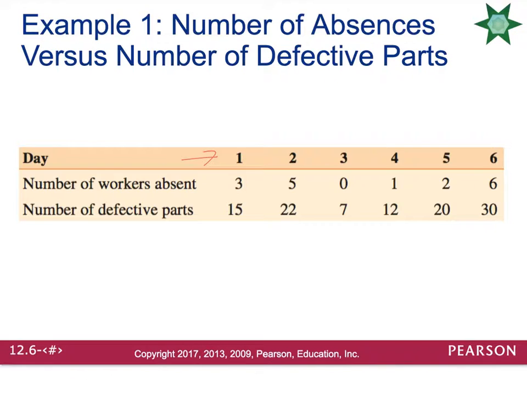So when there was 3 workers absent, 15 defective parts. When there was 5 workers absent, there was 22 defective parts. When no one was absent, 7 defective parts. 1 person was absent, 12 defective parts. When 2 people were absent, 20 defective parts. And when 6 people were absent, there was 30 defective parts. Okay, so we want to see if there is a correlation here.